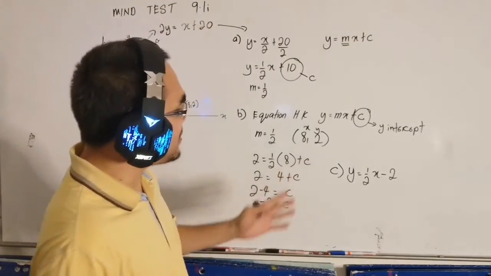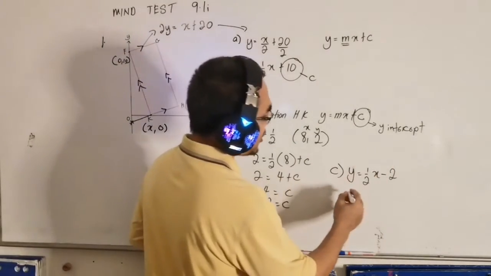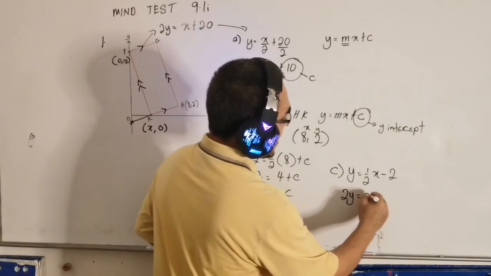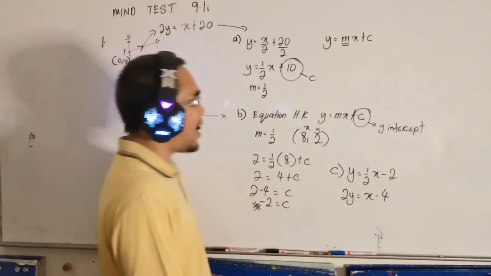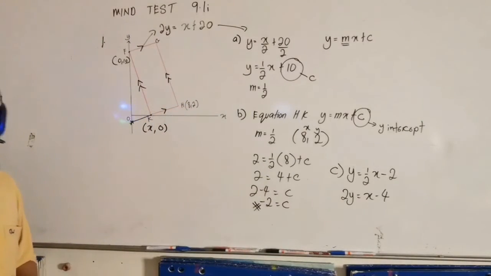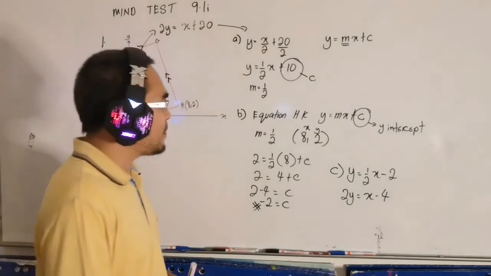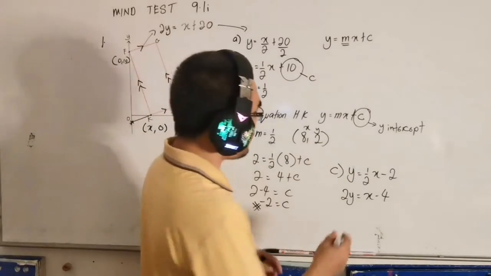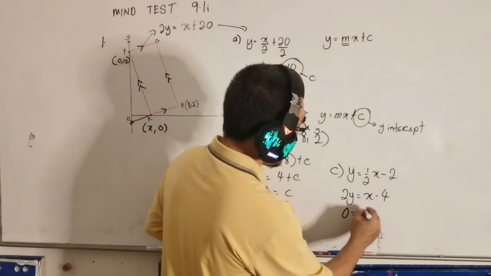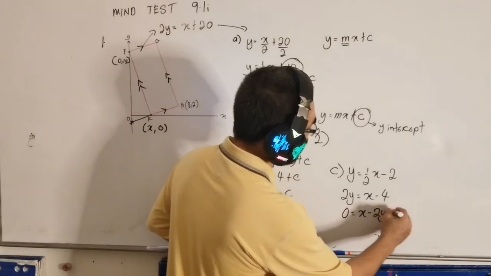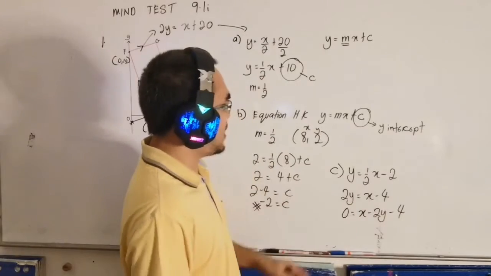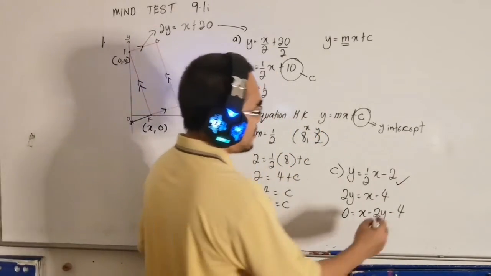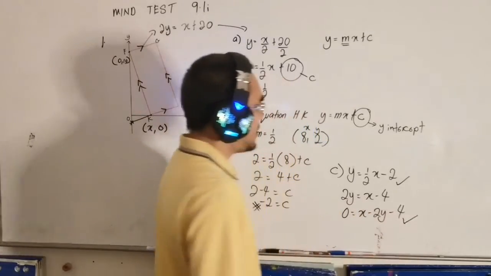Sometimes we want to eliminate the fraction, so we multiply everything by 2. The equation can be written as 2y equals x minus 4. Another pattern is general form, so 0 equals x minus 2y minus 4. This is an equation in general form, and the earlier one is in gradient form.